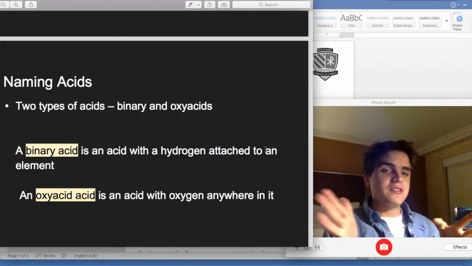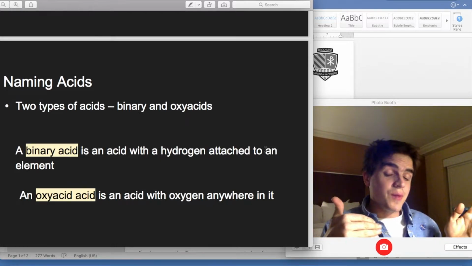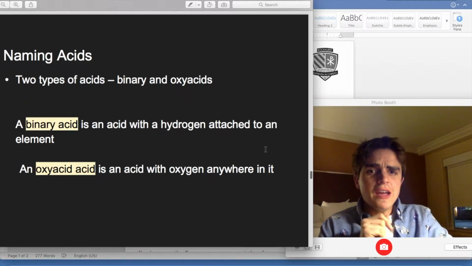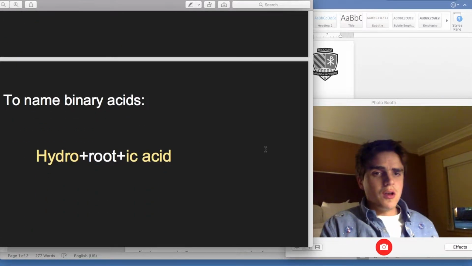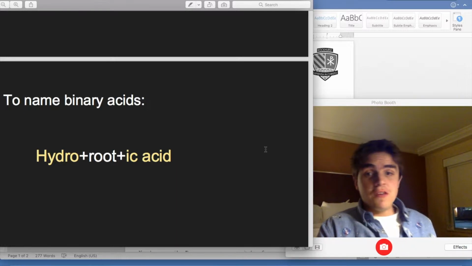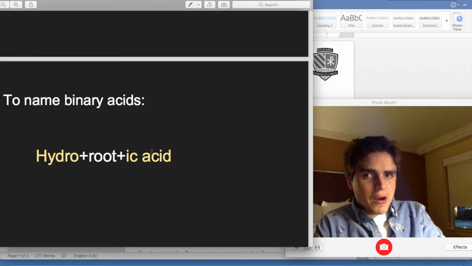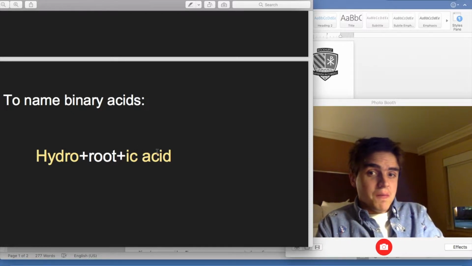So now you know you have an acid, and you know it's an oxy or a binary, and you have to name it. For binary acids, it's really straightforward. We're going to add a prefix, that is the thing out in front. In this case, it's going to be hydro. And we're going to add ic to the end of the element name and put the word acid after it.